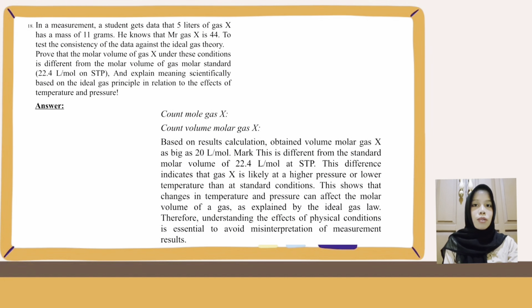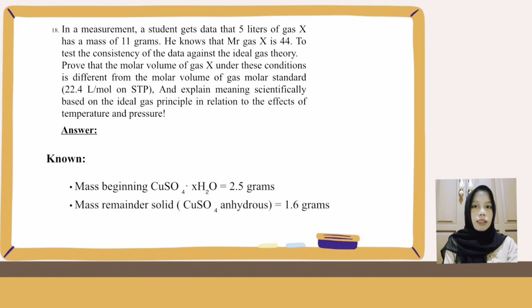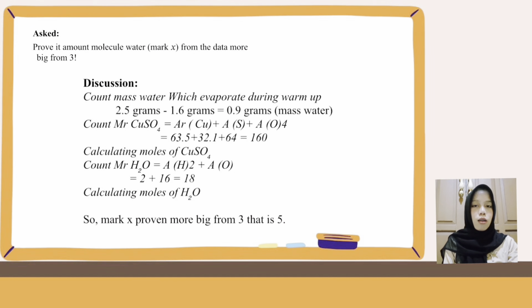Mole equals mass per molar mass equals 11 grams per 44 grams per mole equals 0.25 mole. Count the molar volume of gas X. Molar volume equals volume of gas per mole of gas equals 5 liters per 0.25 mole equals 20 liter per mole.